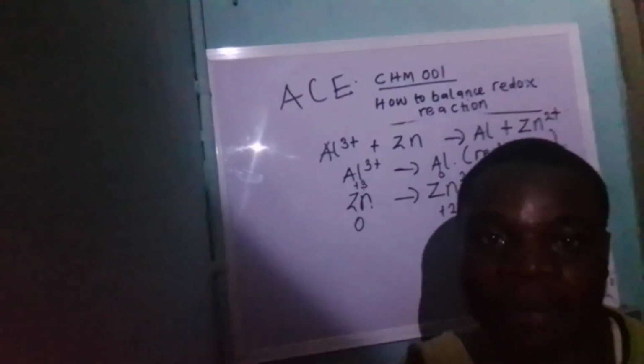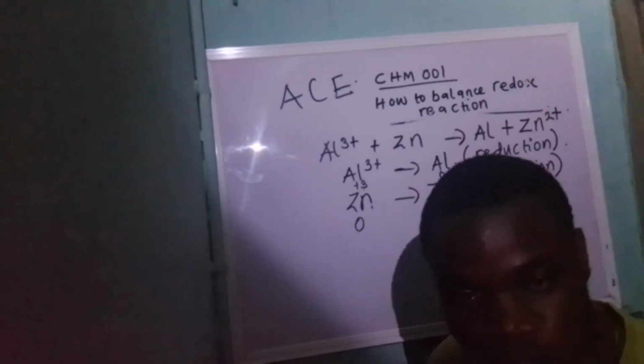Firstly, look at +3, 0. You can see the atoms: I have one atom of aluminum here. The coefficient of aluminum here is 1. If you check here too, it is also 1. That means it is balanced atomically. But if you look at zinc 2 here, the coefficient of zinc here is 1. This one too is 1. The atoms have been balanced, right?